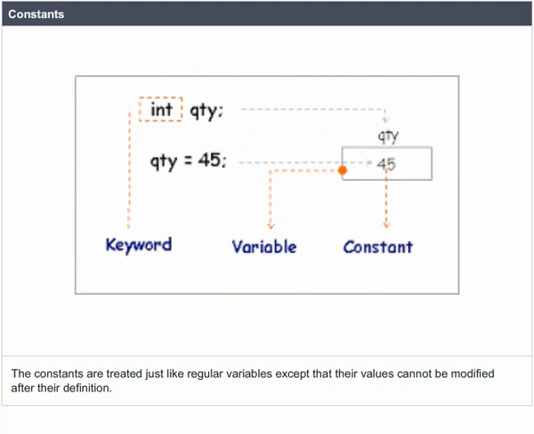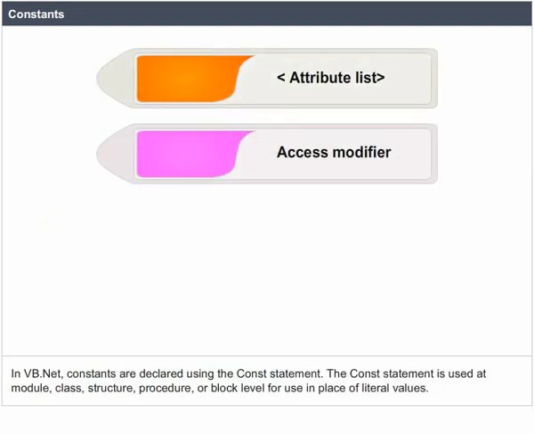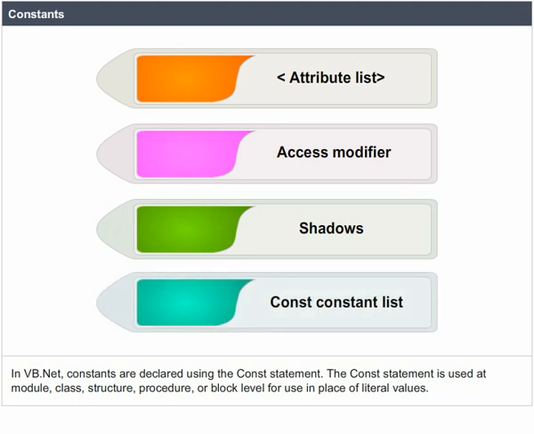Constants are treated just like regular variables except that their values cannot be modified after the definition. The syntax for the constant statement is: in VB.NET, constants are declared using the Const statement. The Const statement is used at module, class, structure, procedure, or block level for use in place of literal values.